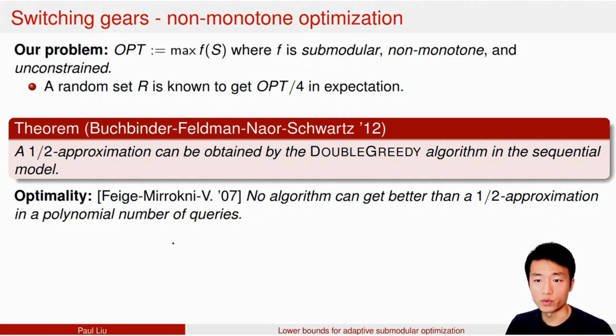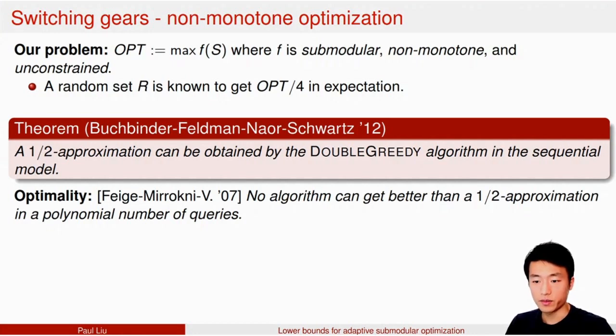And one known result in this setting is that a random set R already gets about 1/4 of the optimal. And the best result possible is a 1/2 approximation, which you can get via the classical double greedy algorithm by Buchbinder, Feldman, Naor, and Schwartz in 2012. And it turns out this 1/2 approximation is actually optimal in that no algorithm can get better than 1/2 in a polynomial number of queries.